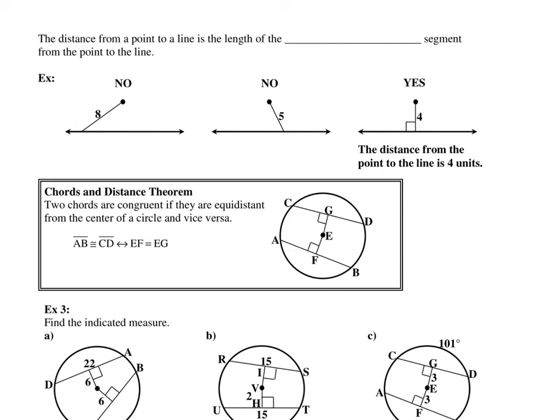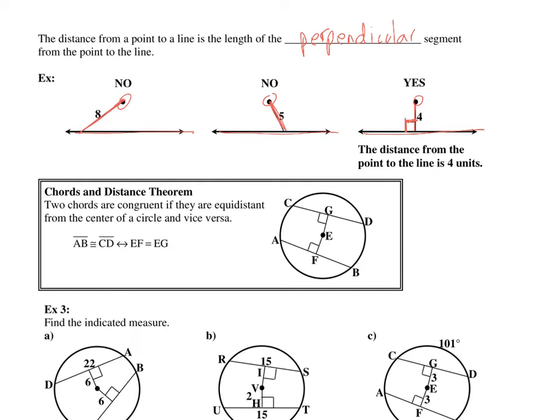Next idea, the distance from a point to a line is the length of the perpendicular. That's an R here. Perpendicular segment from the point to the line. So this is not how you measure the distance from a point to a line. Here I have a point, here I have a line. This is not how you measure the distance. This is how you measure the distance from a point to a line. It has to be perpendicular. So the distance is 4 units.